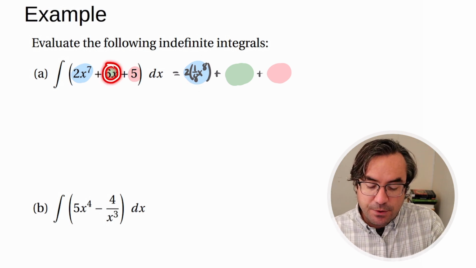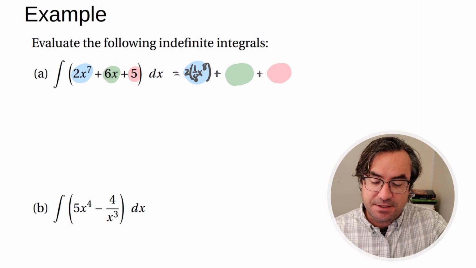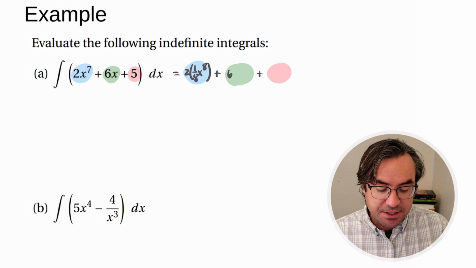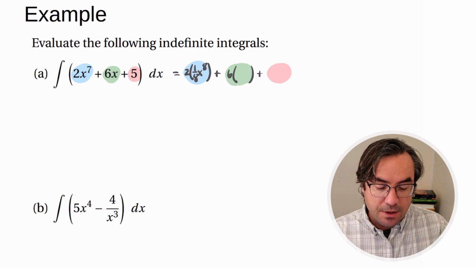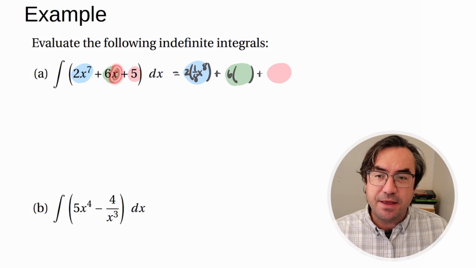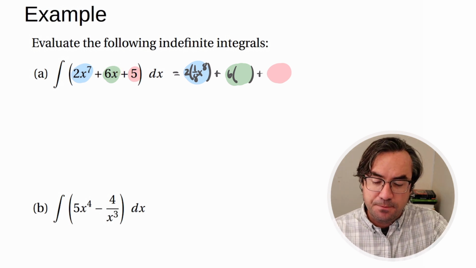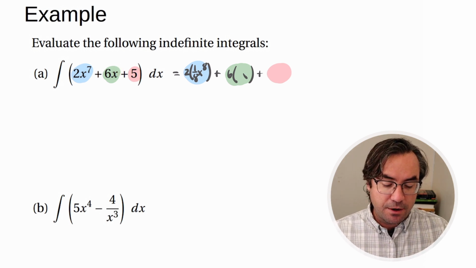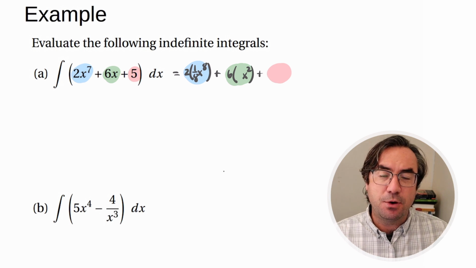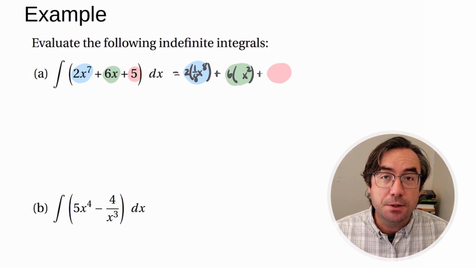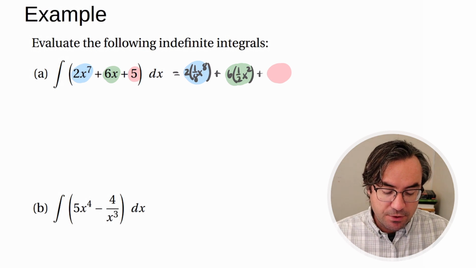So now we move on to the second term, which is 6x. The 6 is a constant multiple, and we work on getting the antiderivative of the x. Again, this is just the power rule, so there's a hidden exponent of 1 there. We add 1 to the exponent, so it bumps us up to 2. And then we take that new exponent and flip it.